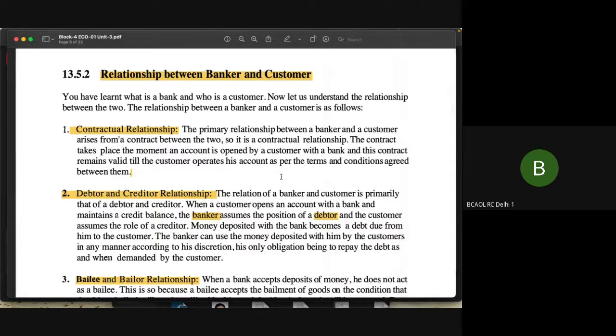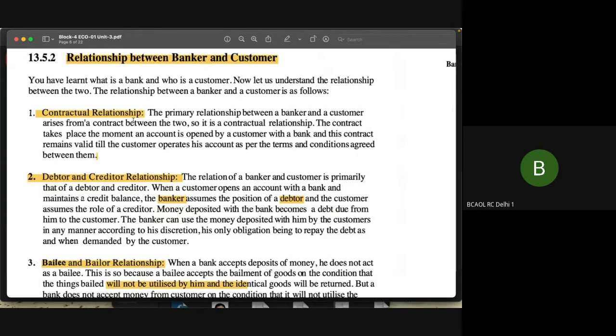Relationship, contract. Of course, there is a contract between a banker and a customer. You give the money to the bank on trust, and the bank says we will protect your money, don't worry about it, you keep giving us money and we'll be giving you interest. So there is a contract between them. Debtor and creditor: creditor is someone who gives the money, debtor is someone who takes the money. So the banker is the debtor, because the banker is taking the money from us. We are the creditor. When we want, the banker has to pay.